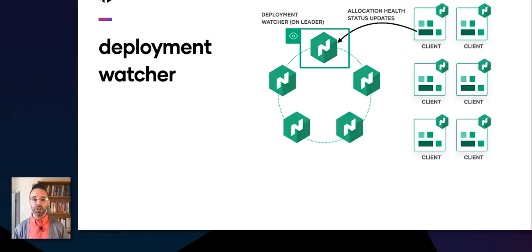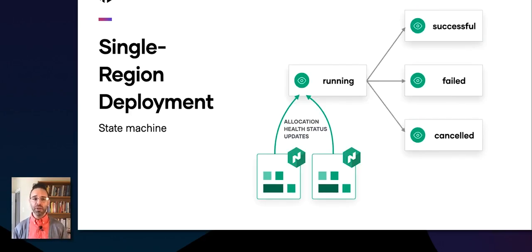The second component we need for a multi-region deployment is the deployment watcher. This is a routine that runs on every Nomad leader that monitors deployment states. So in a single region deployment, we have this state machine. Single region deployments start in a running state and they can transition to either successful, failed, or canceled. While the deployment is running, clients will update the servers with the health of their allocations, right? This one failed, this one is complete. And that's what triggers the leader's deployment watcher to schedule additional allocations, to continue the rollout or to fail the deployment.